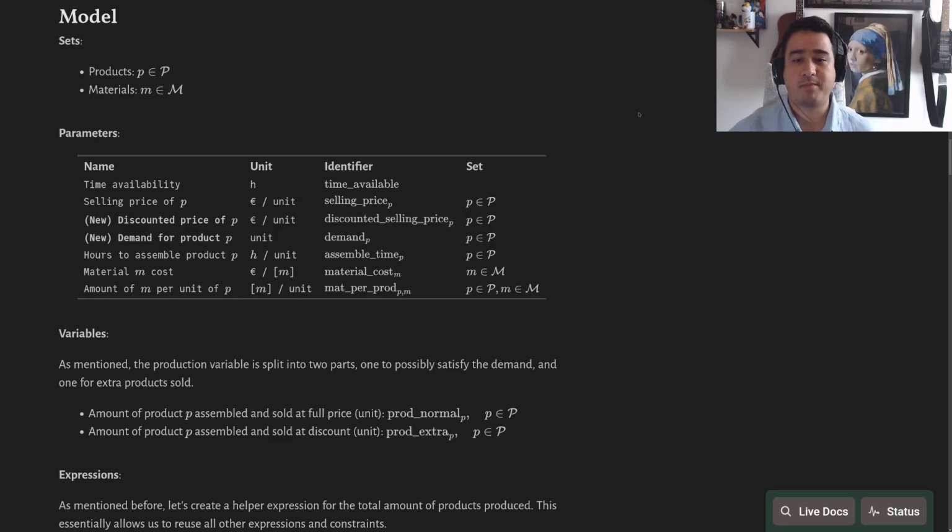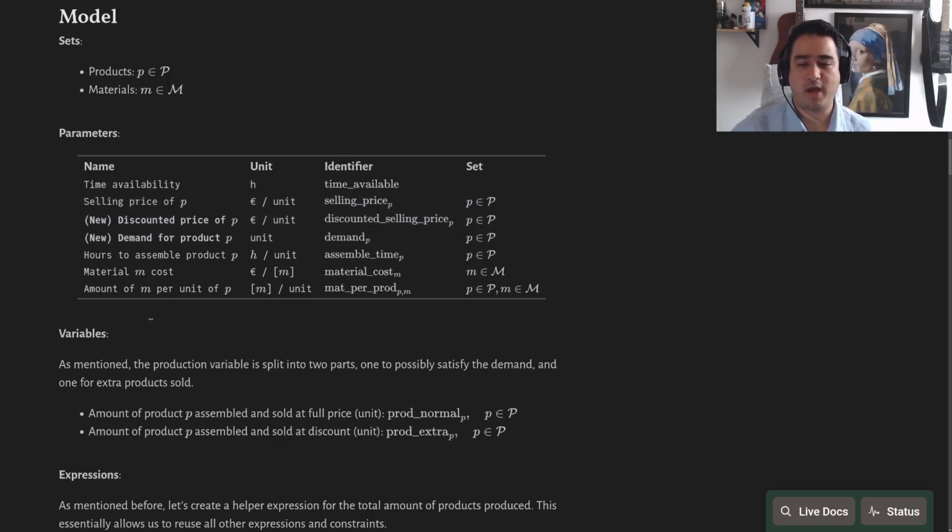Okay, so let's talk about the model. The model has not changed a lot. We have 2 new things. The first one is the discounted price of P. We had the price, now we also have the discounted selling price. And we also have the demand for the product P. This is the demand of product P at selling price P.